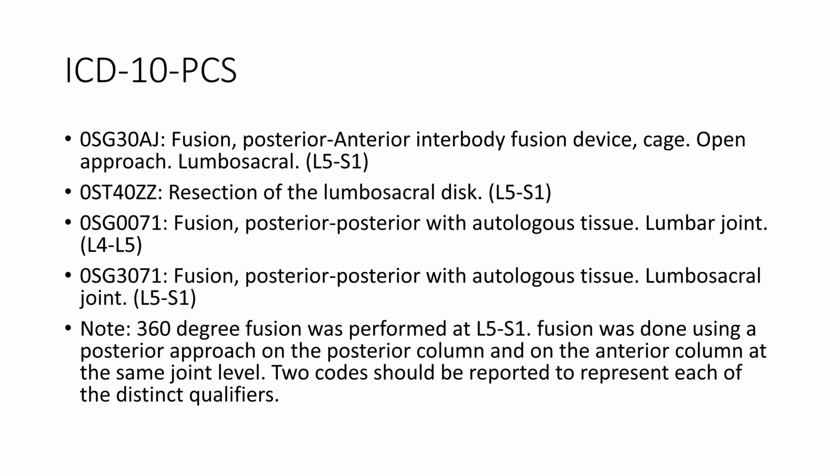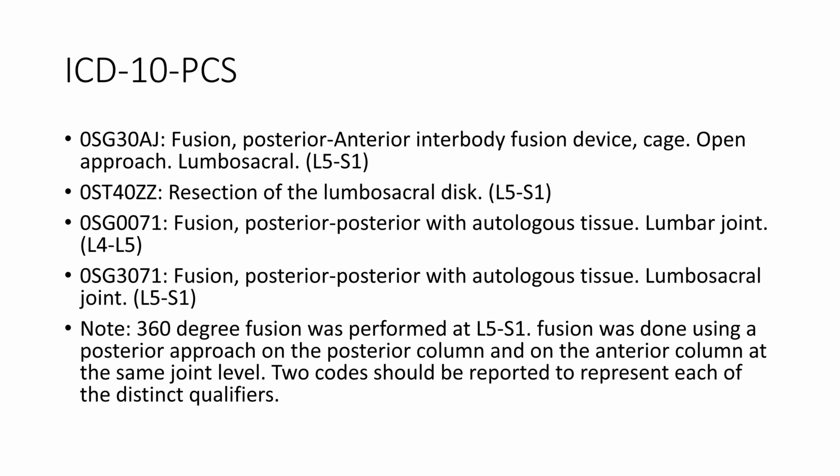Okay, here at the code, we have the fusion for the posterior-anterior lumbosacral, which is lumbar 5 sacral 1. They inserted the device, the cage, and it was an open approach. We also had the diskectomy. It was at the same level. Lumbar 5 sacral 1. It was a resection. Why a resection? Because they removed the whole disc. If it's a portion of the disc, then you call the root operation excision. The root operation, in this case, resection, because they removed the whole body part.